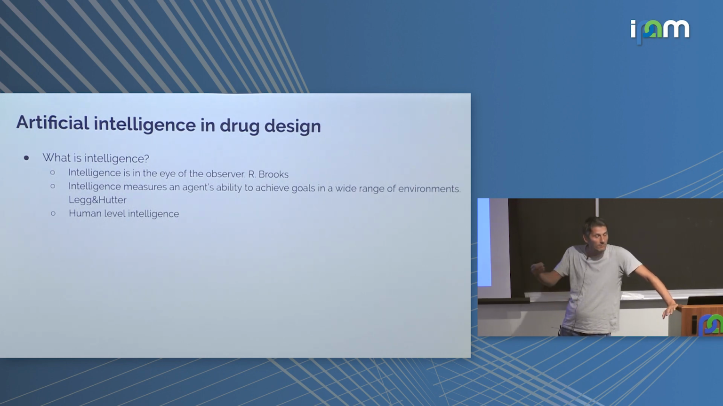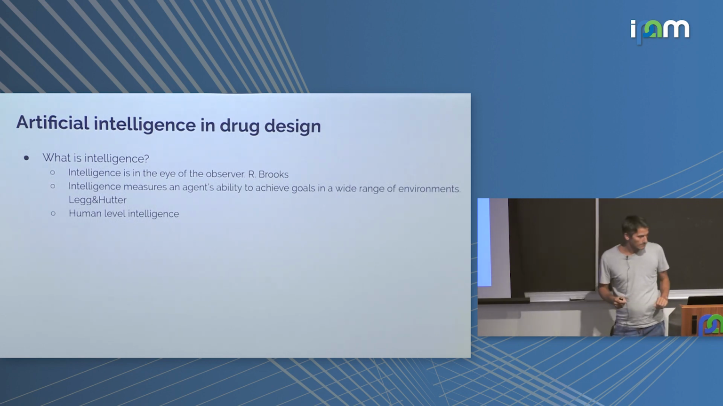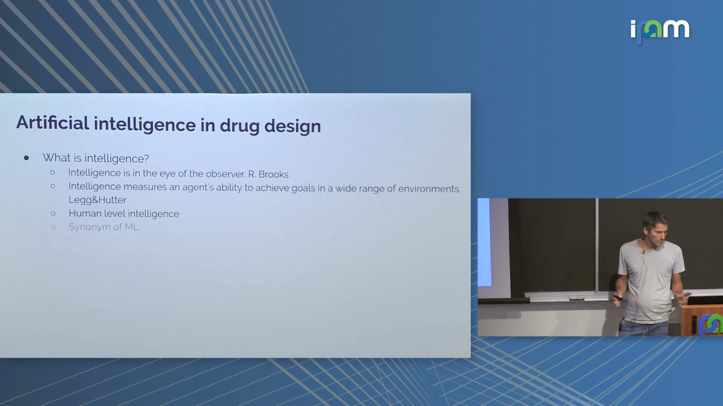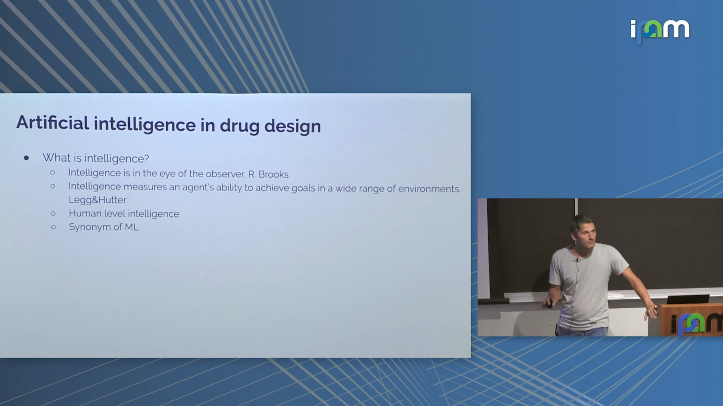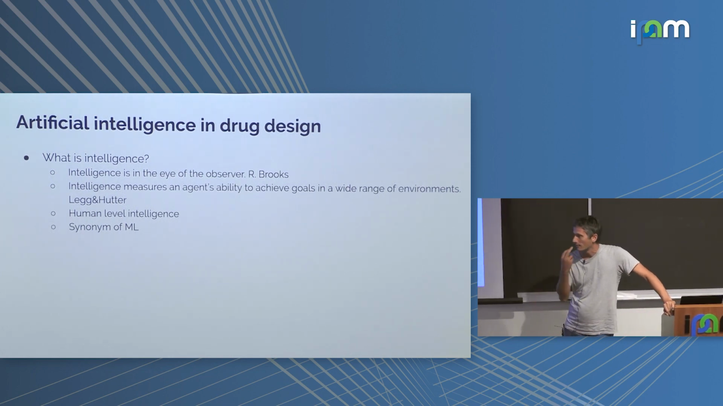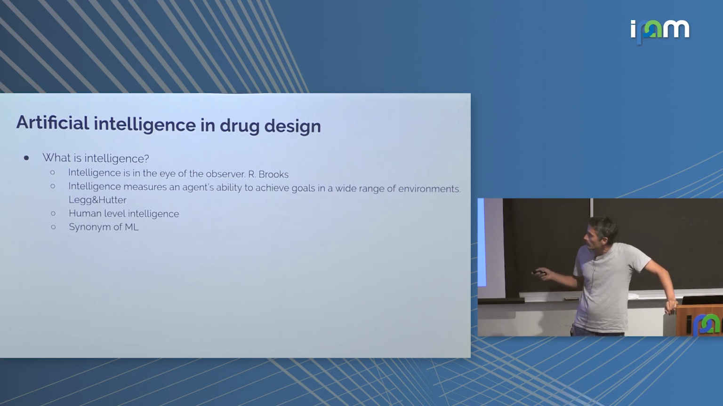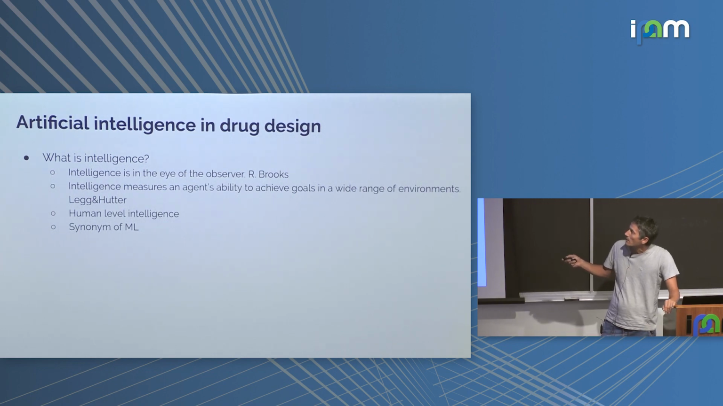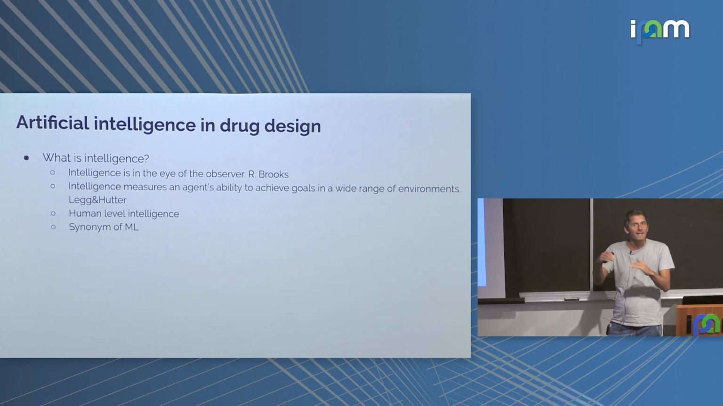So for him, artificial intelligence means having something that is like the human. It doesn't mean that the human is intelligent, but it is. And there is also a synonym of machine learning, which is actually the most common solution. So we'll use it not as a synonym of machine learning, maybe as human level intelligence. So it's our baseline for what we would like to achieve.